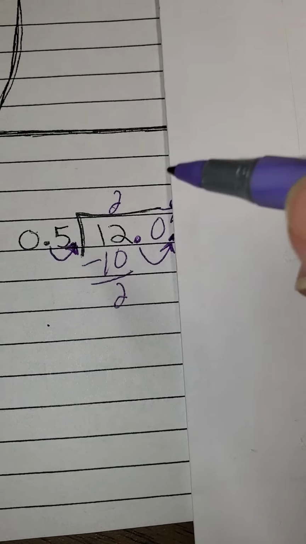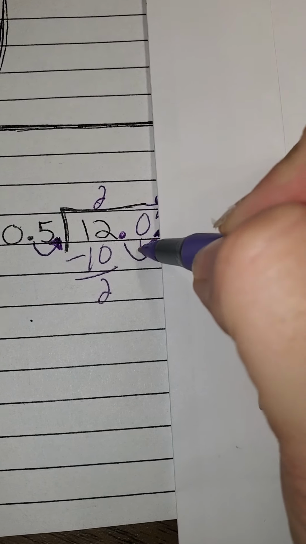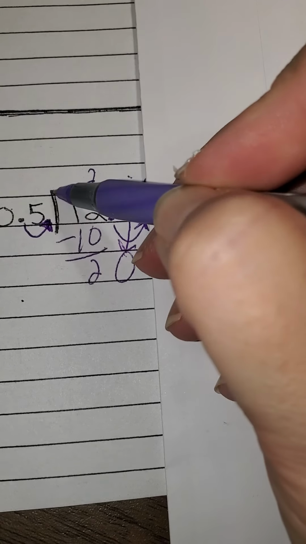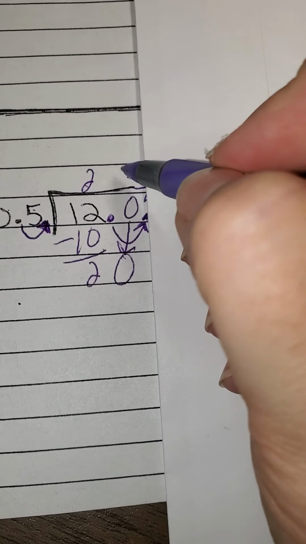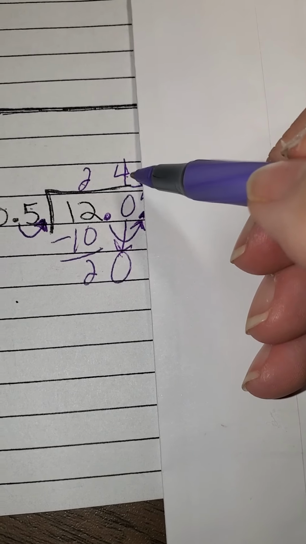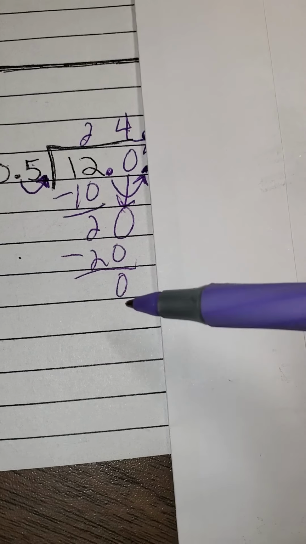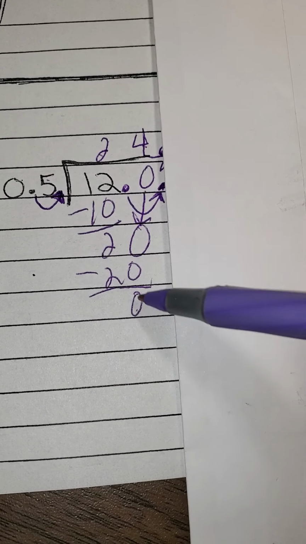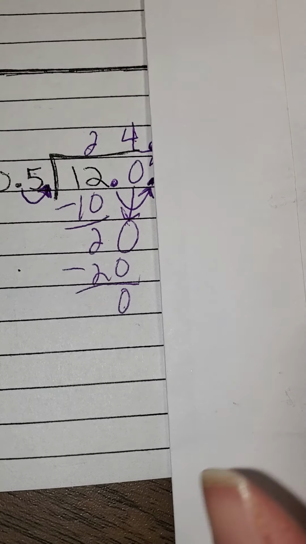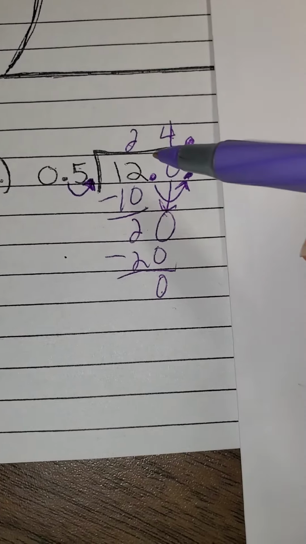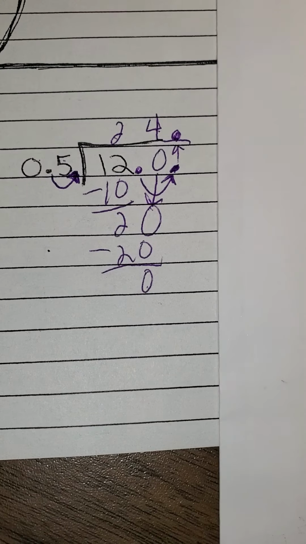Scoot it over. We want to know what goes above the 0. We'll bring the 0 down. This is 20 now. Ask yourself what times 5 is close to 20. That would be 4, but not too big. 4 times 5 is 20. 0. This number has to be smaller than the 5. 0 is smaller than the 5, so we did good. And there are no more numbers. So 24 is our answer. Take it out to the side.